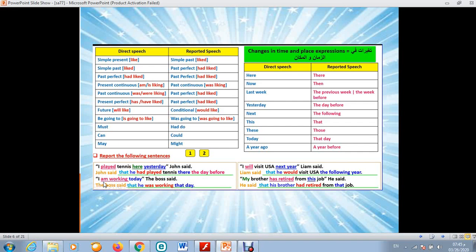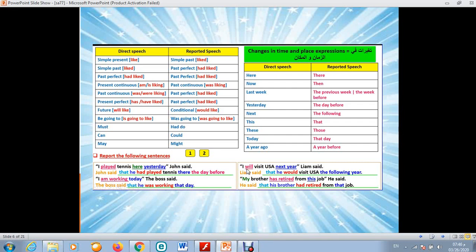Another example, "I am working today," the boss said. Try to do it yourself. The boss said that he was working that day. I am working is present continuous or present progressive. So I refers to the boss, it will be he. Am will be was. Present continuous will be past continuous. And today will be that day.